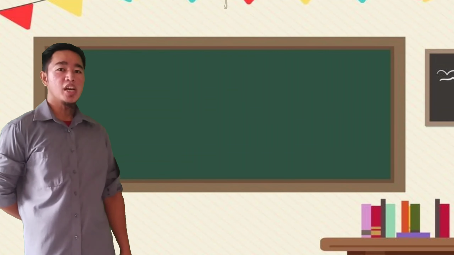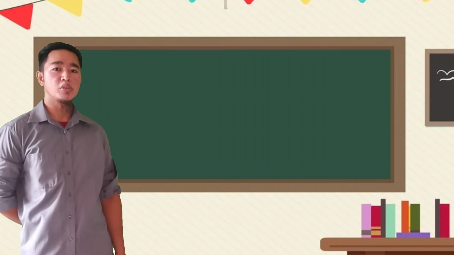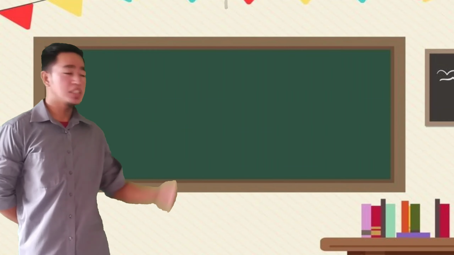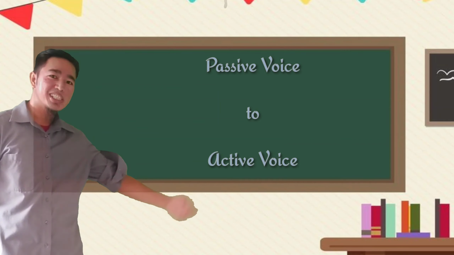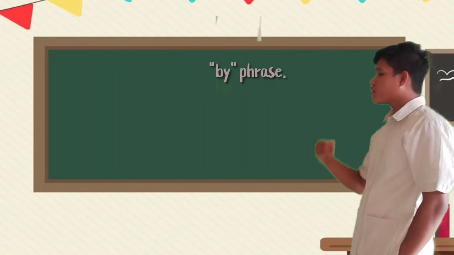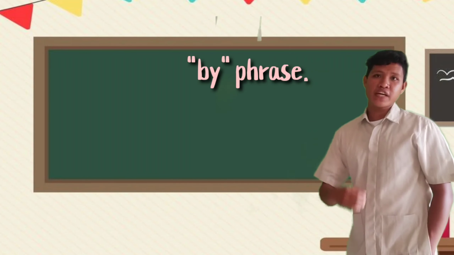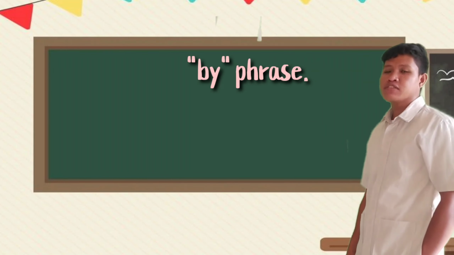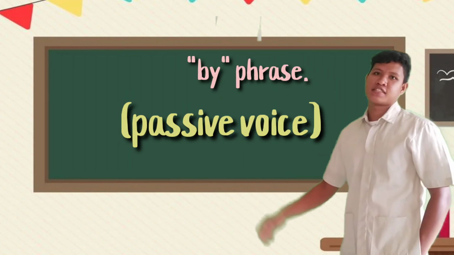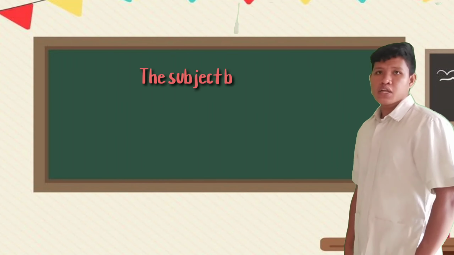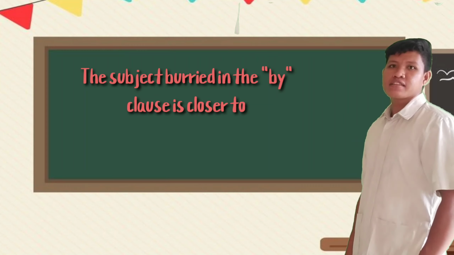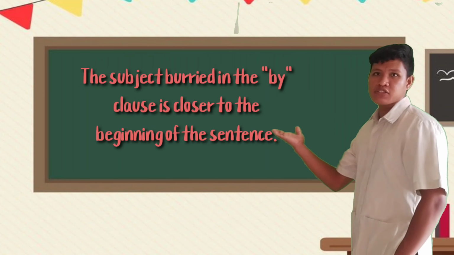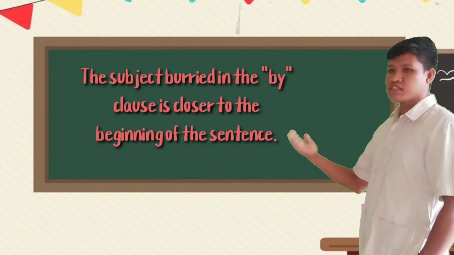Very good. Now we are going to learn how to convert a sentence from passive to active voice. First, look for a by phrase. If you find one, maybe the sentence is in the passive voice. Rewrite the sentence so that the subject word in the by clause is closer to the beginning of the sentence.